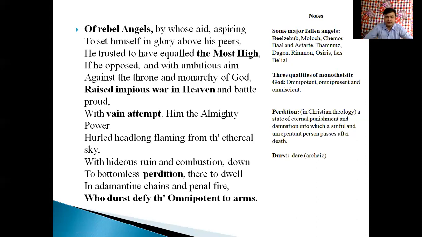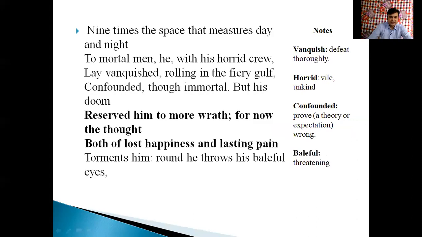They are now chained and in the midst of fire, they are burning. Who dares? Dares means dare. In arms against God, this is explaining, who durst defy the omnipotent to arms. Arms means weapons. That means, how did they dare to stand against God? That is what John Milton is asking. But what happened to them? Lay vanquished, they are totally defeated, and rolling in the fiery gulf.